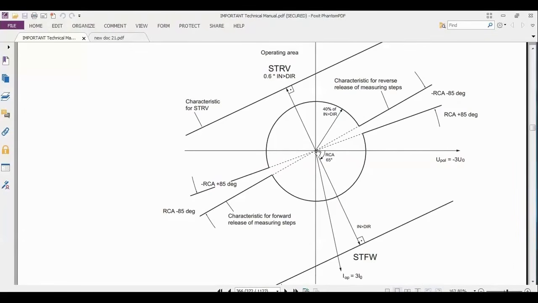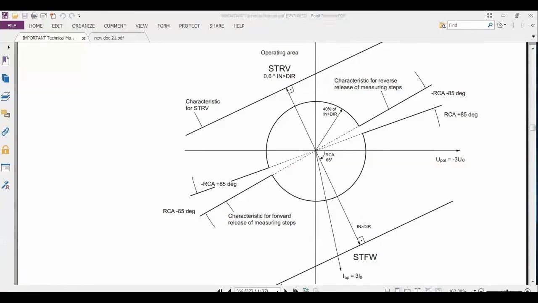The start forward must have a current value greater than the in greater direction. The start reverse must be greater than 0.6 of the in greater direction. This is the I operation, and this is the 3I node. For you, it must count from the length of the distance, that is the in greater direction. After that, it must consider the angles. This is a part. The regular trip, which is our usual trip, is nice.